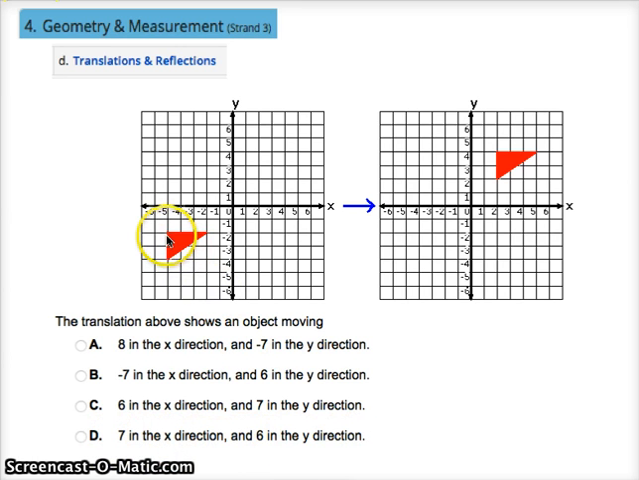And you could count it out. It goes to the right 1, 2, 3, 4, 5, 6, 7. Up 1, 2, 3, 4, 5, 6. It ends up at 2, 4, which is exactly where it's at. So that would be D.